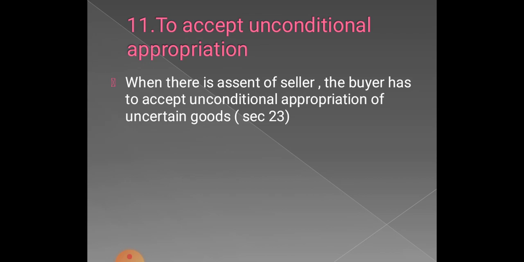So this you call as unconditional appropriation. Understood? Whatever duties the seller has to perform, he will perform and he will try to clear the contract. So whenever there is an assent of a seller, what is this assent? It is a formal agreement or a legal agreement that I have cleared all the conditions from my side. The buyer has to accept it.